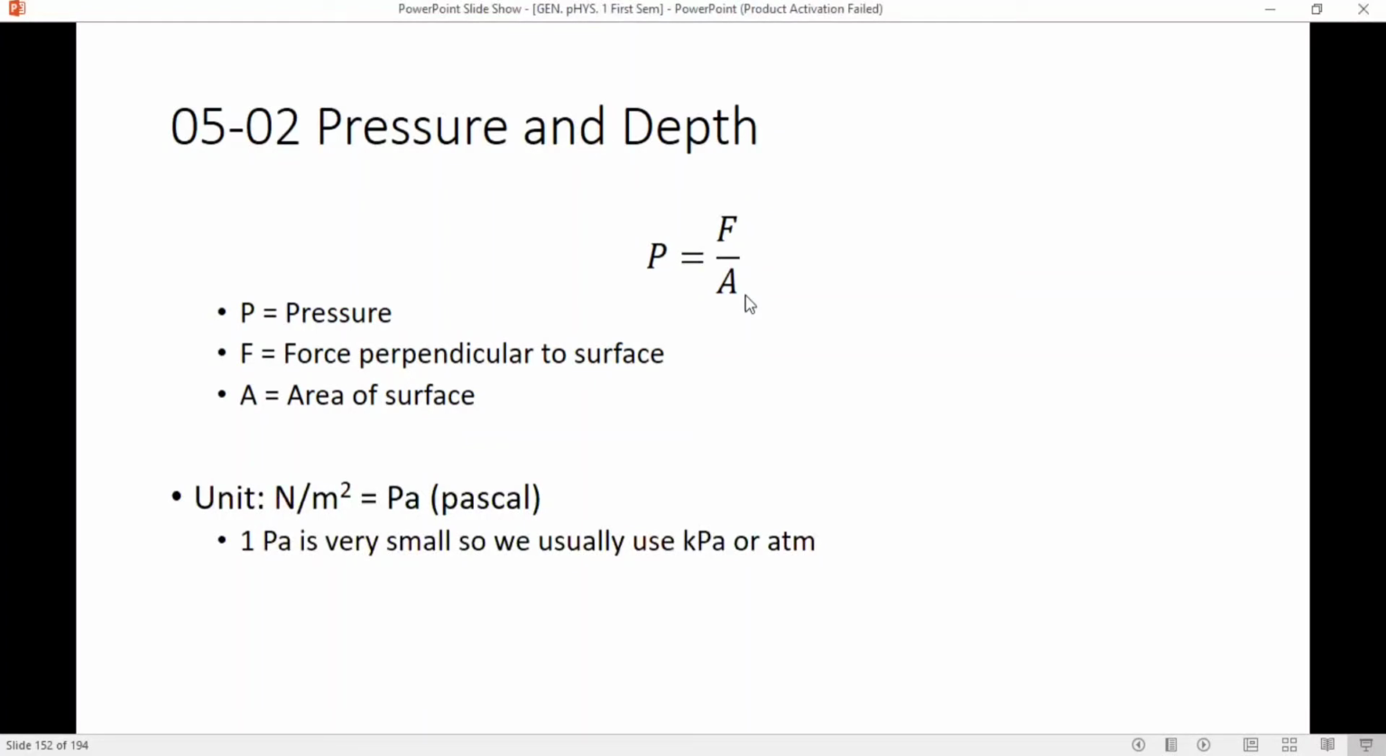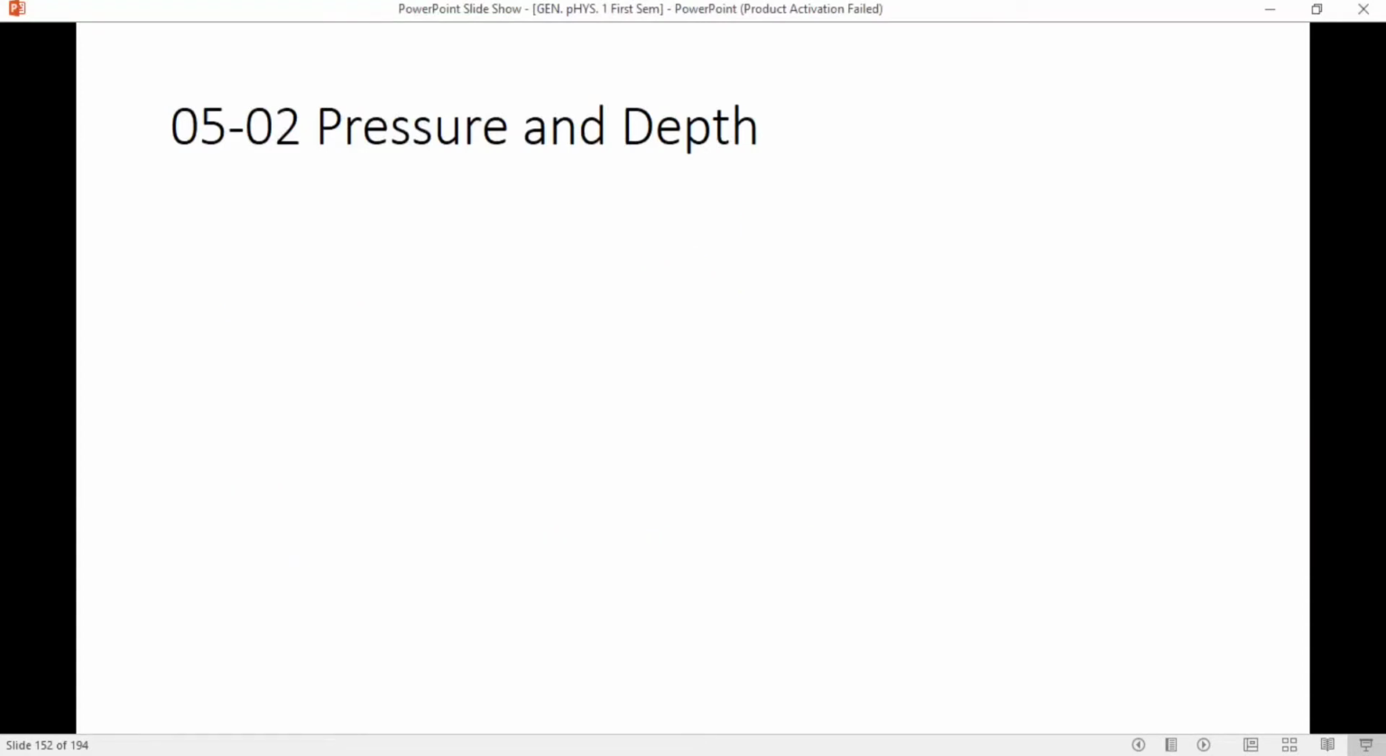And pressure is measured by Pascal or Newton per meter squared. For every 1 Newton per meter squared is equal to 1 Pascal. But then, 1 Pascal is very small. That's why mostly ang ginagamit is kilopascal or atmosphere.